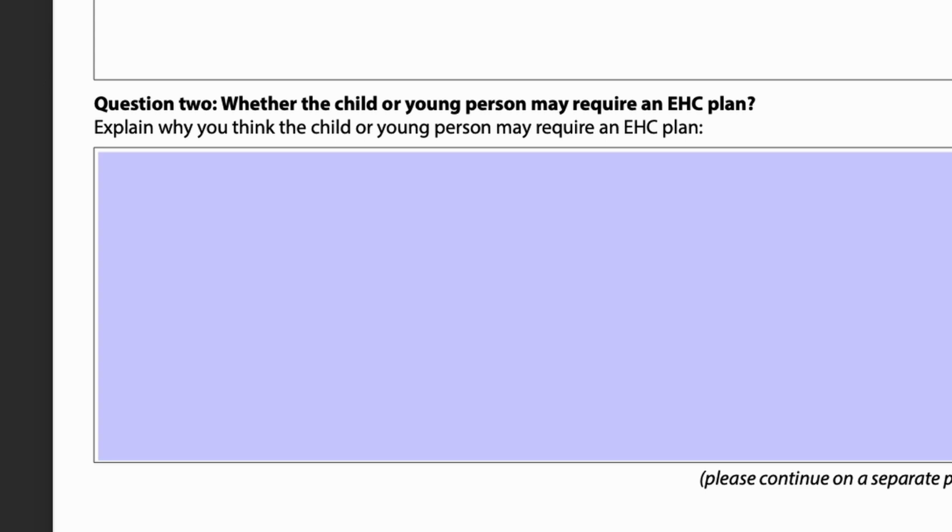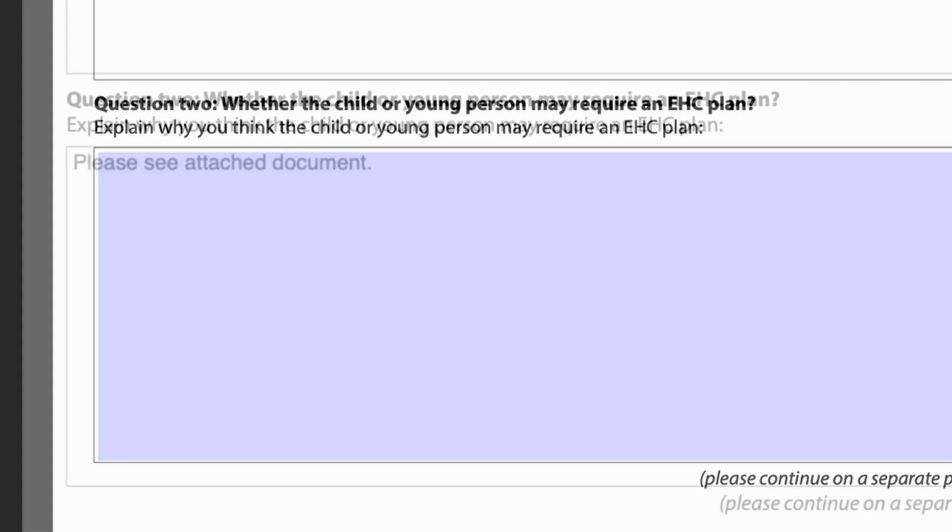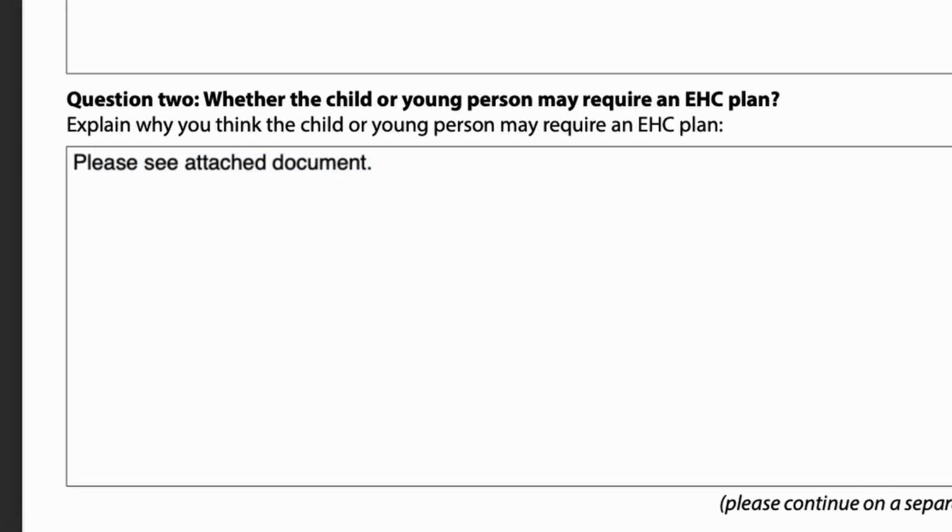The boxes are very small, so if you find you do not have enough space to record all your responses, you can submit extra documents. To do this, you need to state, please see attached document in the relevant boxes. Please remember to head the extra documents with the question you are answering so that it's clear to the tribunal and to the local authority.